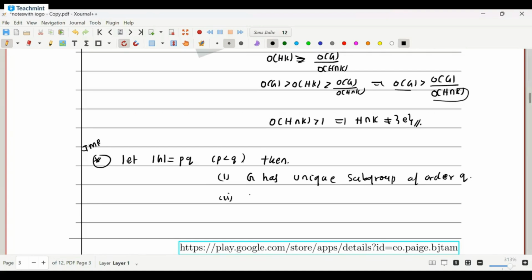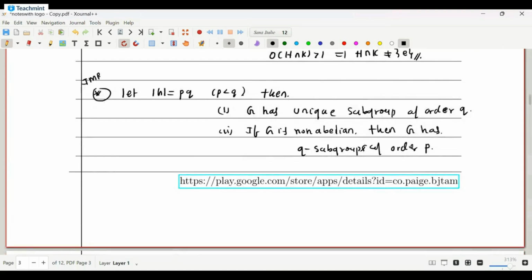Number 2: if G is non-abelian, then G has q subgroups of order p. If G is abelian, the number of subgroups of order p is also equal to 1, a unique subgroup. If G is non-abelian, there are q subgroups of order p. Whether G is abelian or non-abelian, the unique subgroup of order q exists in either case.